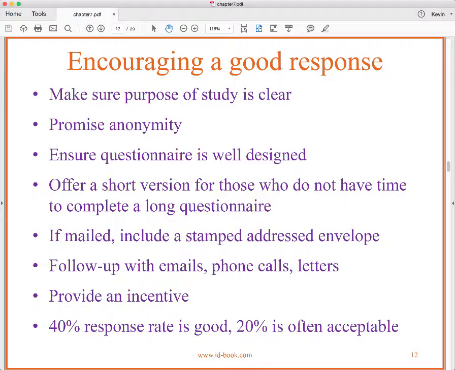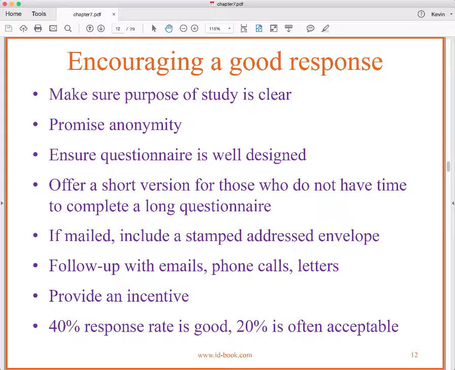So what we want to do is we want to encourage a good response. And here by response, we mean the number of people who return the survey, okay? Or to the extent that they return the survey, the proportion of the survey that they actually answer, okay? So we want a high proportion of people to respond, and we want as many as possible to answer all the questions. So how could we increase that, promote it?